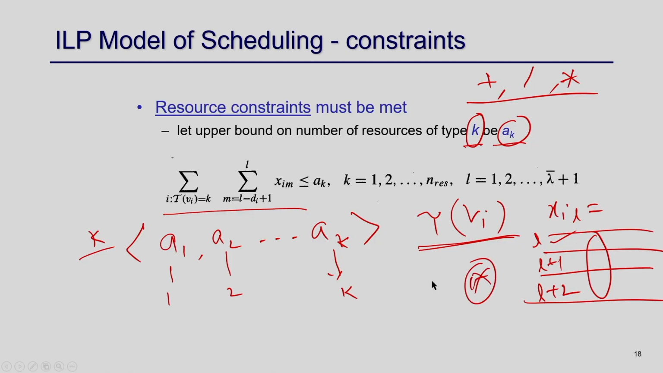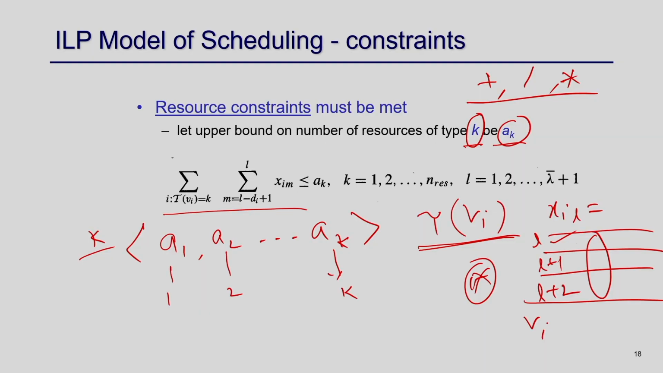So, one multiplier will be occupied to execute this operation Vi, because Vi is running in timestamp L, it is running in timestamp L plus 1, it is running in timestamp L plus 2, and in every timestamp it is going to occupy a multiplier. So, if the type of this operation is a multiplier, say.